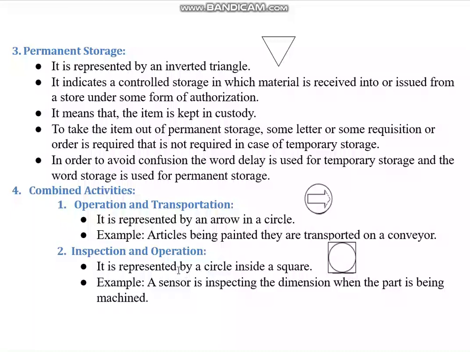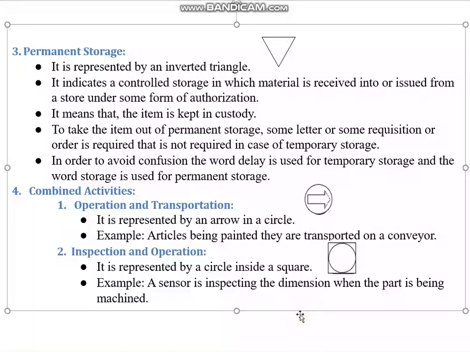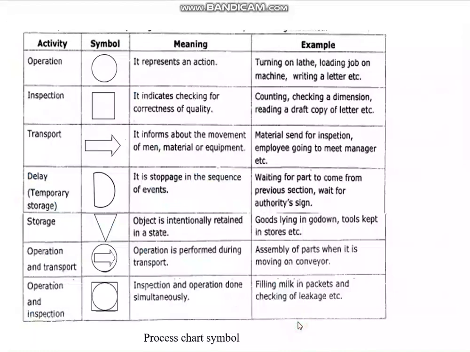And inspection and operation is another combined operation. Here it is represented by a circle inside a square. The example is a sensor inspecting the dimension while the part is being machined. Part being machined means operation is taking place, that is the circle. But the sensor also is sensing what the dimension is, when to stop, like in case of CNC machines or some places where sensors are used.